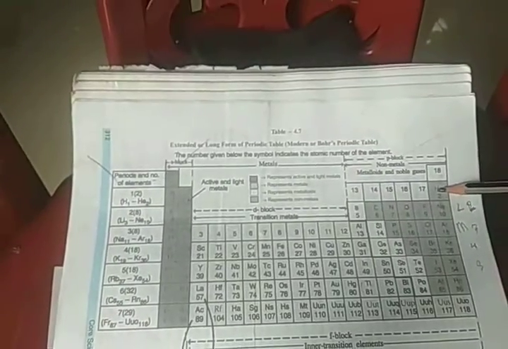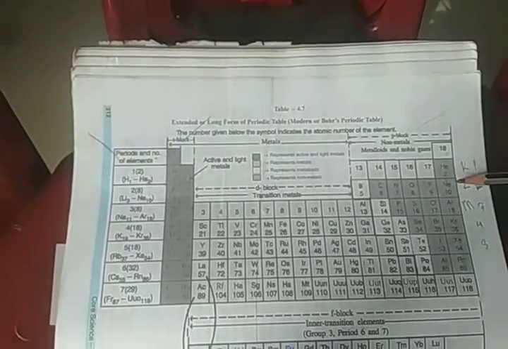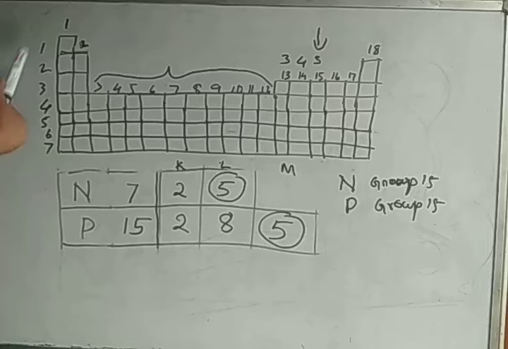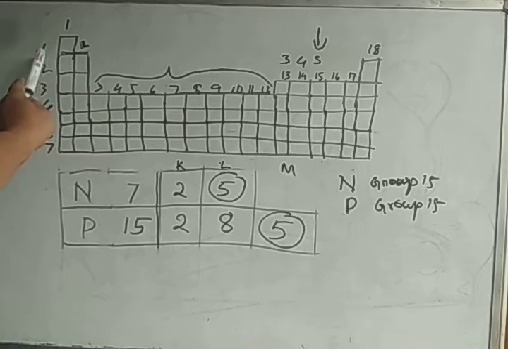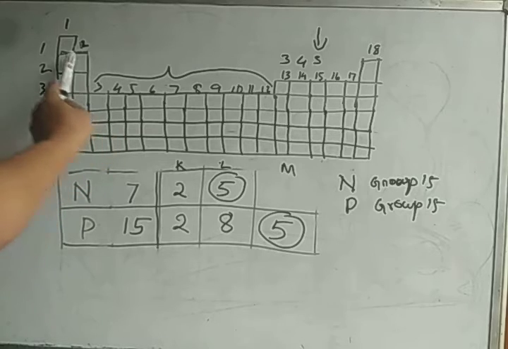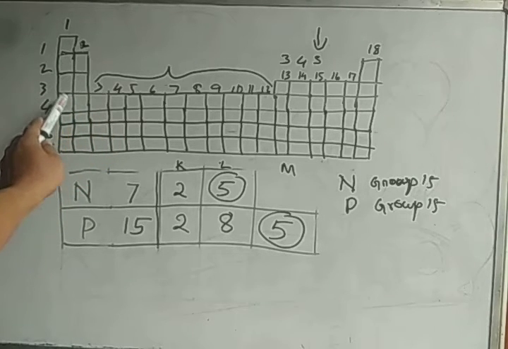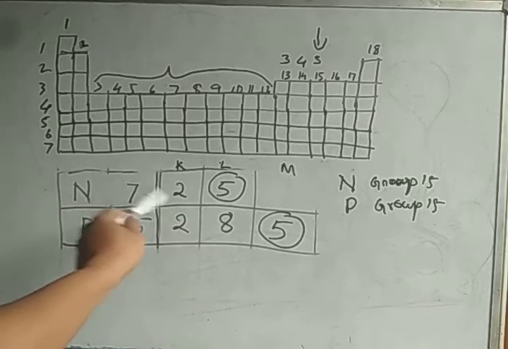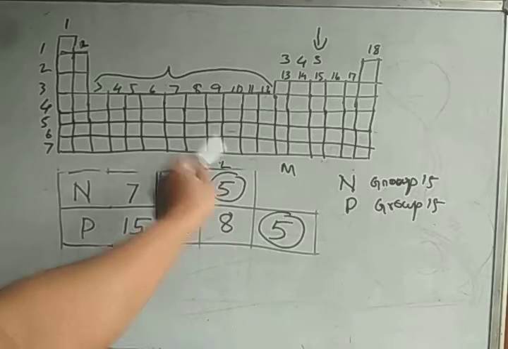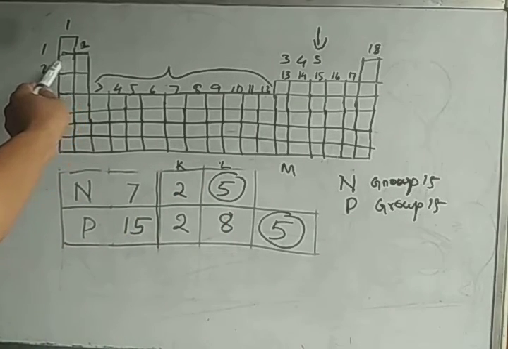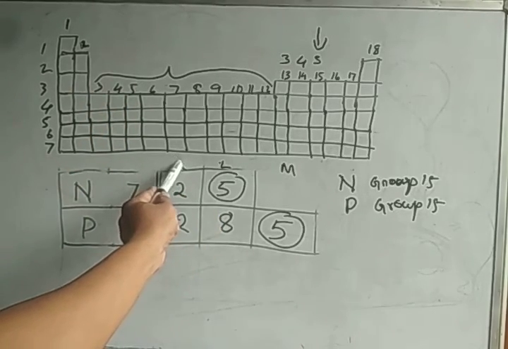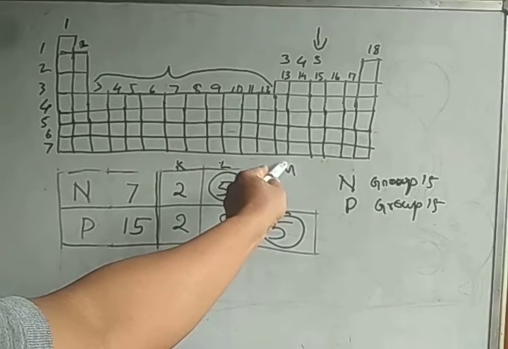Only 1 shell means first period, second period 2 shells, third period 3 shells, fourth period 4 shells. Once again, first period will have 1 shell, second period will have 2 shells, third period will have 3 shells. Like this, the shells increase as we move down. Therefore, if you look carefully here at nitrogen, K shell, L shell. That means it is in the second period. K shell, first period, L shell, second period, M shell, third period. We can think like this.